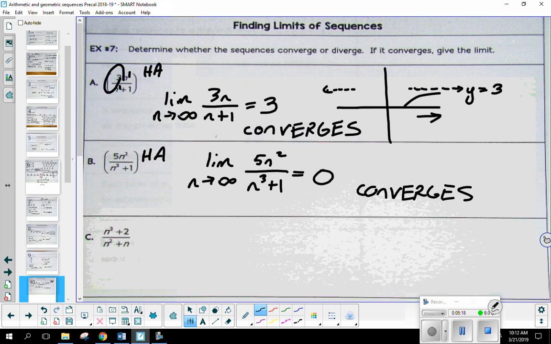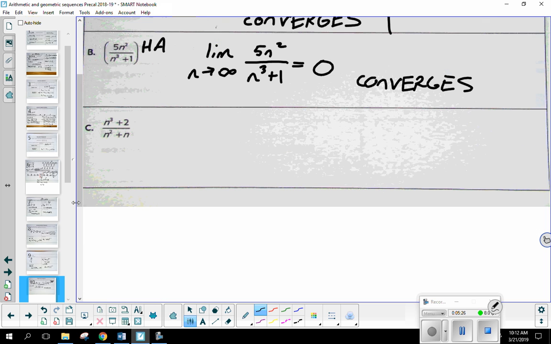Okay, there is a limit. And in fact, you could say it converges to 0. Okay, there we go. And then we've got our last one here, n cubed plus 2 divided by n squared plus n. All right. So it looks like the numerator's degree is larger this time.